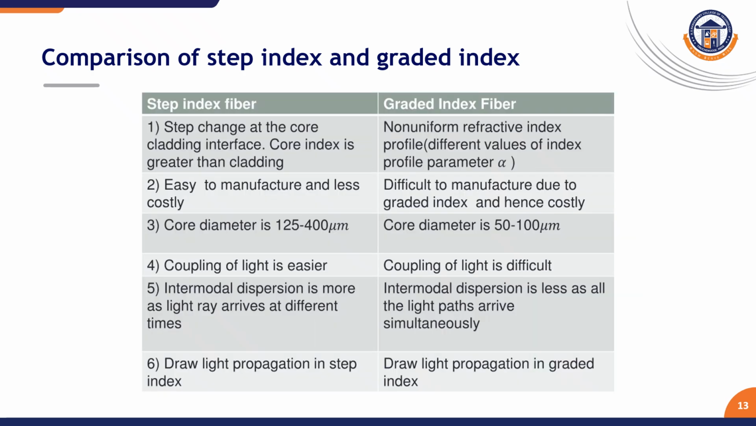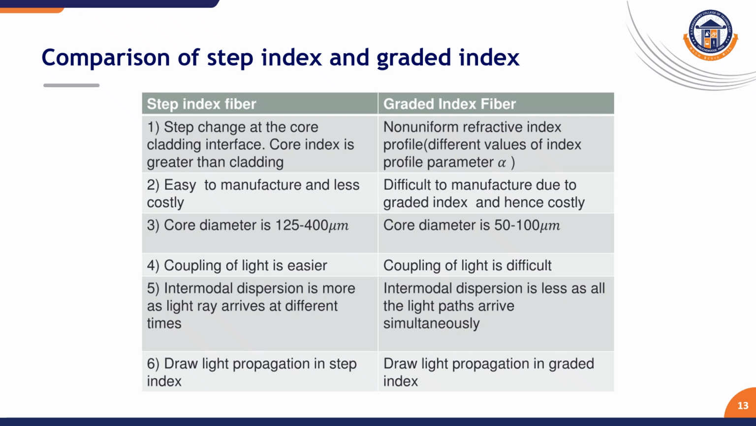Let us discuss other important points of step index and gradient index fiber. In step index fiber, there is a step change at the core cladding interface, and the core index is greater than the cladding. It is easy to manufacture and less costly. The core diameter is 125 to 400 micrometer. The coupling of light is very easy. Intermodal dispersion is more as light rays arrive at different times. Draw light propagation in step index. These are the properties of step index fiber.